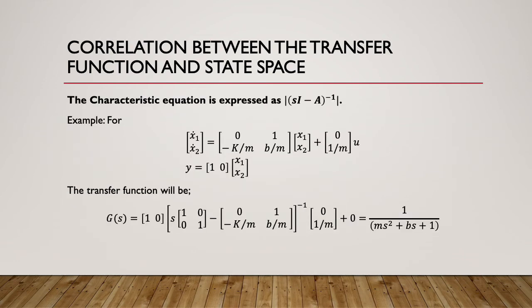Let's take an example of this equation. Let's consider the state space equation. If you want to calculate the transfer function in this case, you can simply substitute the value of C, which is [1 0], s times I, the identity matrix, whose dimension will be the same as the dimension of the A matrix, minus A, inverse of that matrix, and [0, 1/M], which is the B matrix, plus D. D is 0 in this case. If you solve this equation, you will have the given transfer function.